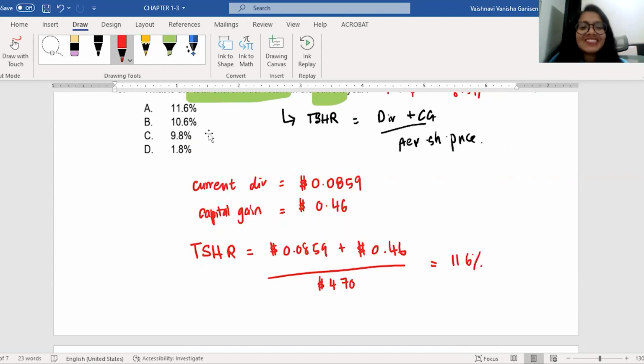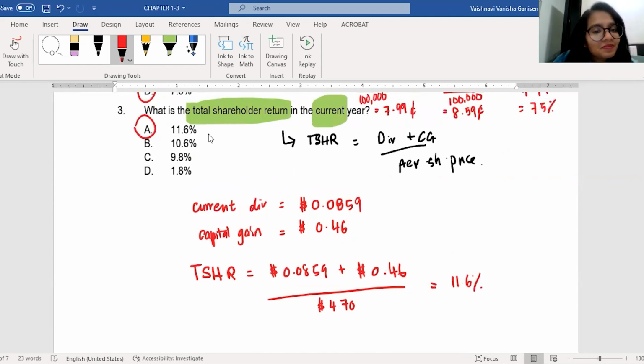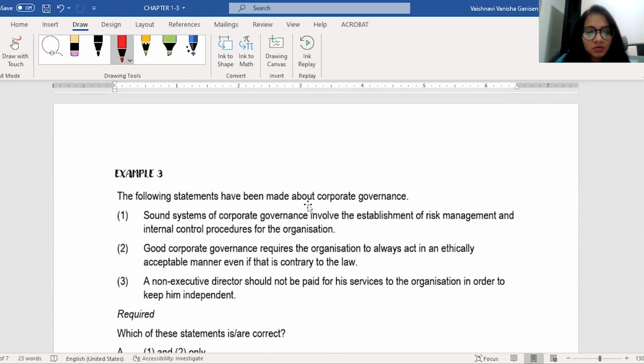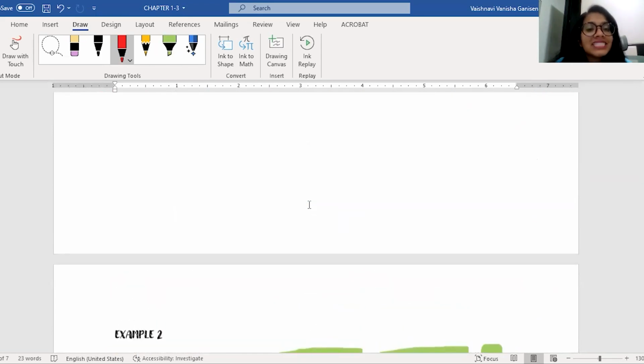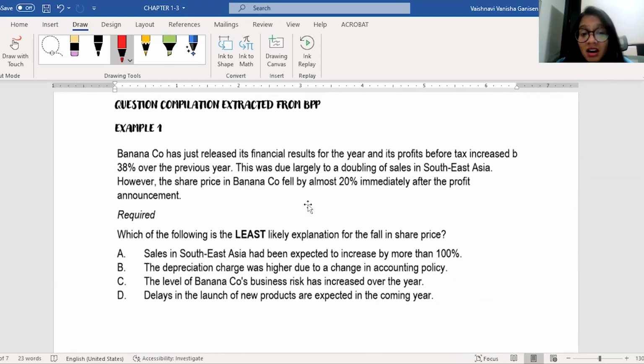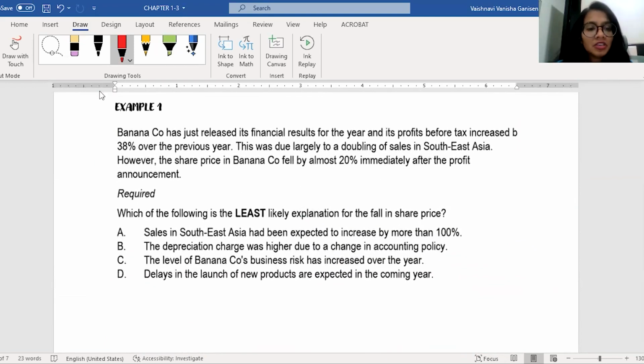Oops, sorry, it's a recording. So the total shareholder return is 11.6%. Now, since we have already studied the first part about the share price, you guys probably can try to do lecture example number 1.